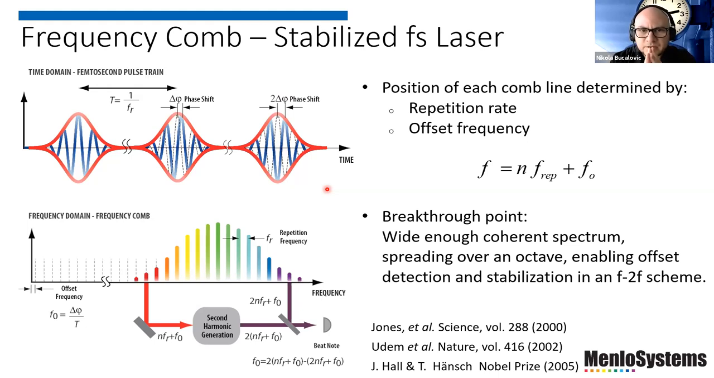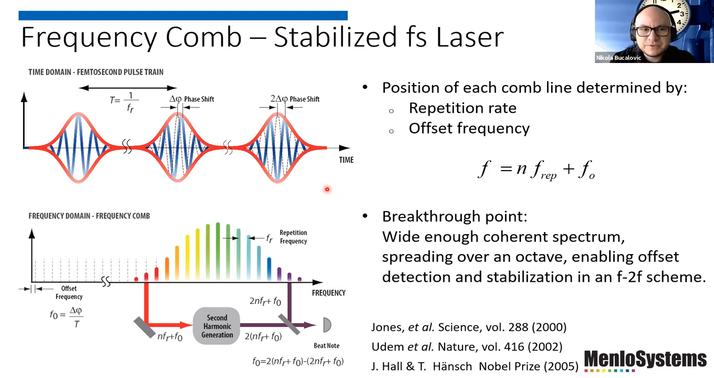Basically, in order to use the femtosecond laser to measure optical frequencies, you need to stabilize two frequencies that characterize every femtosecond laser. When you stabilize a femtosecond laser, you get what is called the frequency comb. The first frequency is the repetition rate of the laser, which is quite straightforward. You just shine the light onto a photodetector, apply the feedback, and through a piezo, through the length of the laser cavity, you can very easily stabilize the repetition rate of the laser.